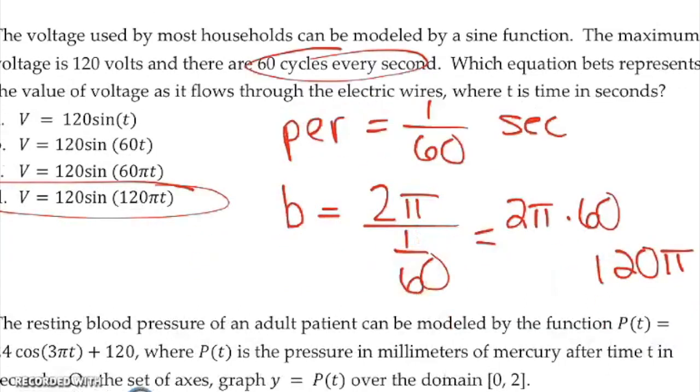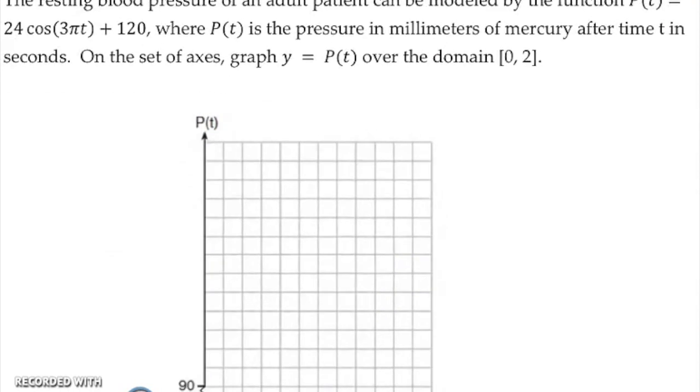All right, one more trig graph. The resting blood pressure of an adult patient can be modeled by the function P of t equals 24 cos 3 pi t plus 120. Graph it. That's all it says. And notice it's on the domain from 0 to 2. And they've already labeled these for you. So I know that that's 2. And then you can count up by whatever here. But I'm going to count maybe by 5s. So this would be 100. This would be 110, right? And we could keep going up.